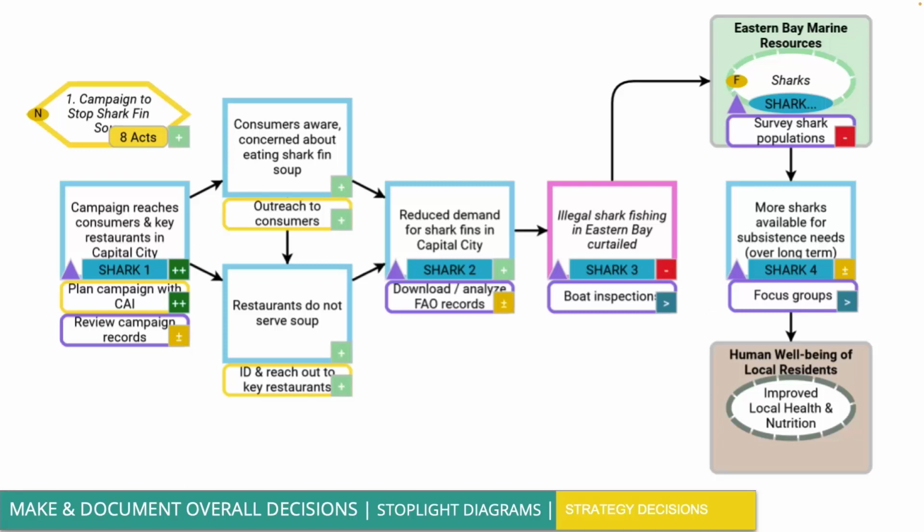Are most of your red and yellow markers on the right-hand side of your results chain? This might imply that you're having trouble achieving impact and may want to reconsider the strategy itself and see if it's best suited to reach these results. We'll talk more about this later.